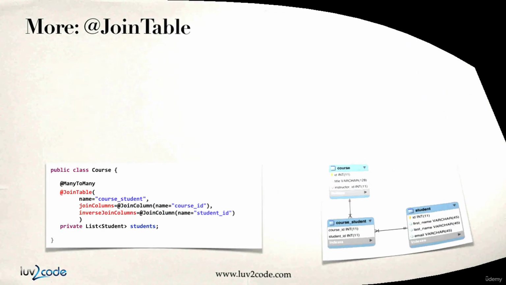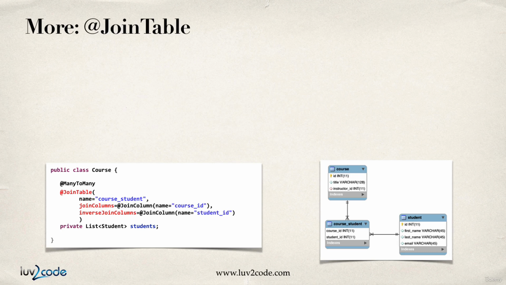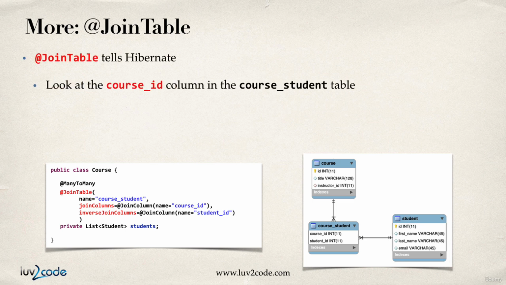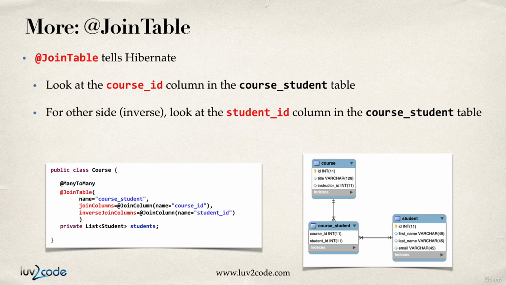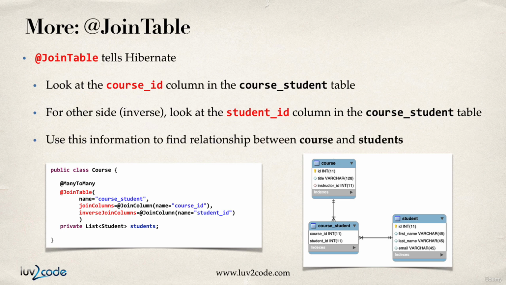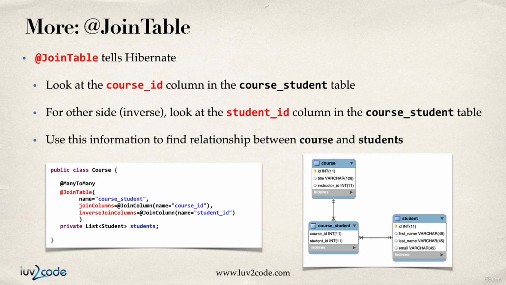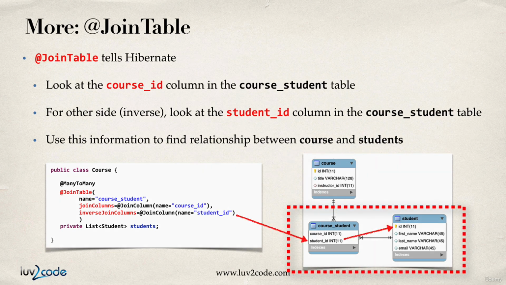for this course. Now, a bit more on this @JoinTable. So at the bottom, we have the code and the diagram. So the @JoinTable tells Hibernate, hey, look at the course_id column in the course_student table. And for the other side, or the inverse, look at the student_id column in the course_student table. And then Hibernate will use this information to find relationships between the course and students. So here we have joinColumn course_id, points to the course_student, over to the actual course. And then a similar thing here for the student_id. So it points to student_id in the join table, which then points back to the student table. And this is all based on the foreign keys that we set up in some of the previous slides.